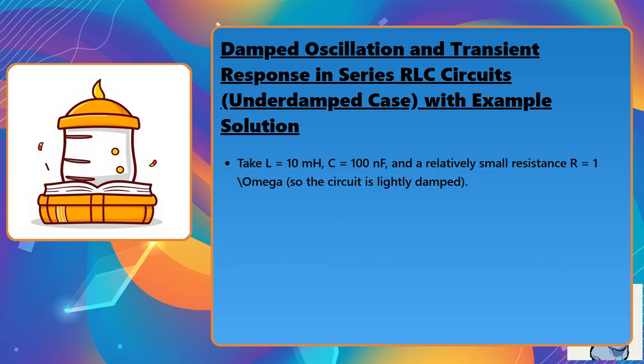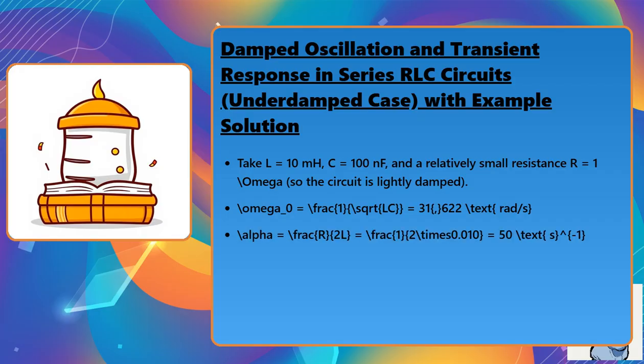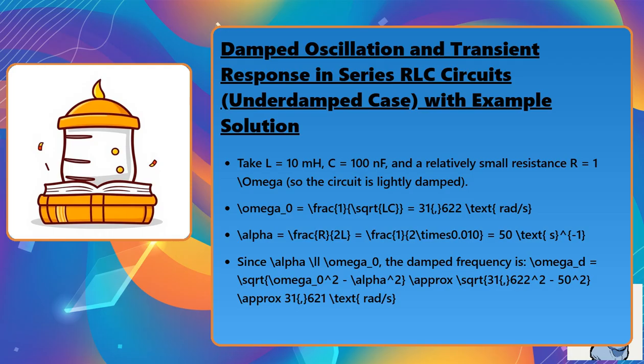Example: take L = 10 millihenries, C = 100 nanofarads, and a relatively small resistance R = 1 ohm, so the circuit is lightly damped. ω₀ = 1/√(LC) = 31,622 radians per second. α = R/2L = 1/(2 × 0.010) = 50 per second. Since α is much less than ω₀, the damped frequency is ω_d = √(ω₀² − α²) ≈ √(31,622² − 50²) ≈ 31,621 radians per second.